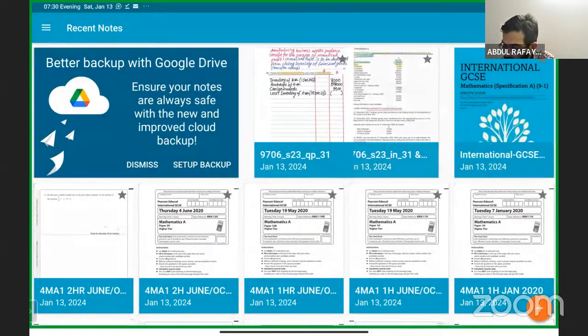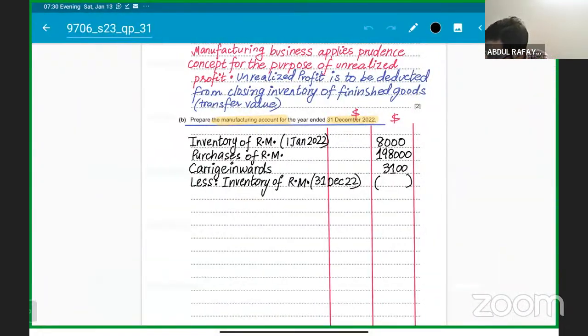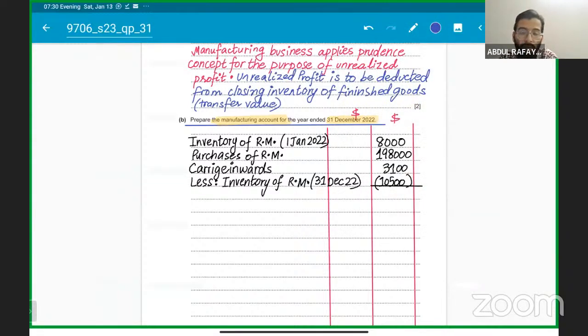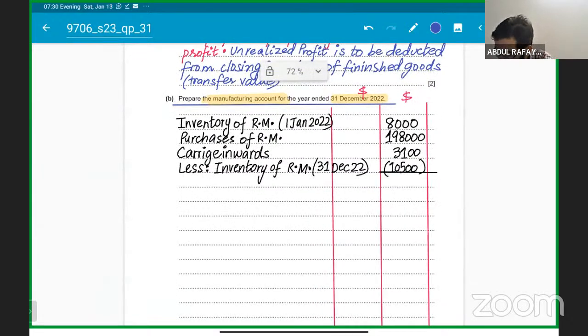Getting it, students? Clear? Following? So the first part is completed. You might not be getting marks for any of this, because the examiner is giving very few marks. It's only 6 marks, so I'm pretty sure they must not be giving marks for these things, that is inventory of raw materials, purchase of raw materials. They might give you a mark for carriage inwards, because a lot of students must have forgotten it. So cost of raw materials consumed will come, okay, everyone?